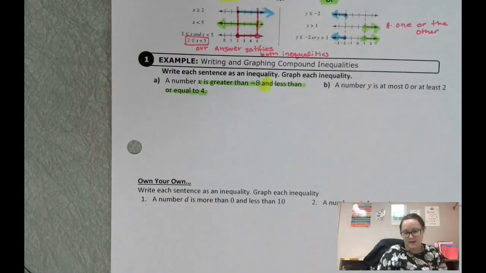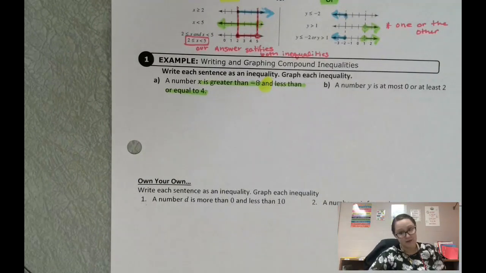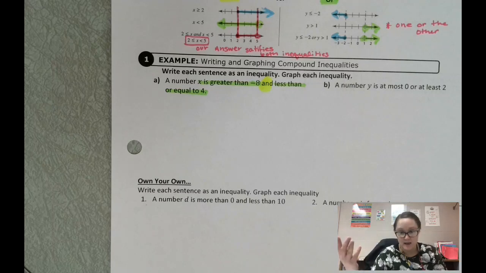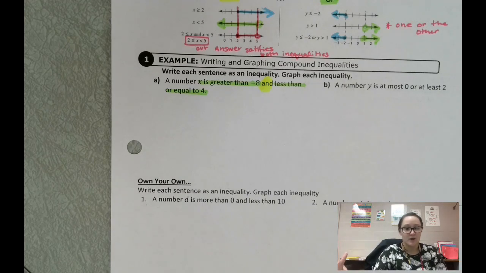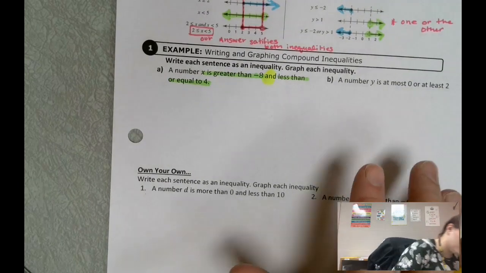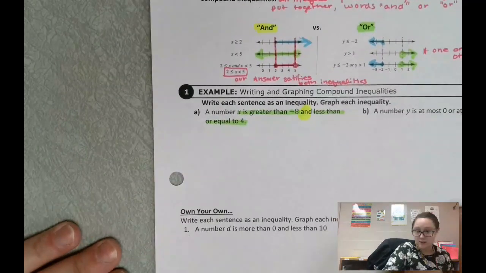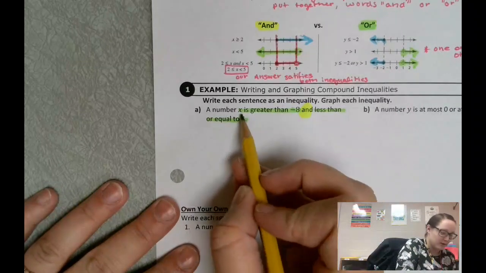So, if we think about this, the "and" means we can satisfy both. We can find some number that is greater than negative 8 and less than or equal to 4, right? Any number in between them is going to work. So, when we're writing it, there's two ways you can write it. You can write it out as two different inequalities, which is probably the easiest, so we'll start with this.